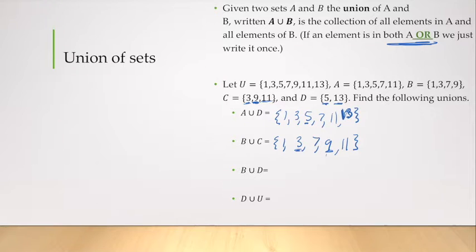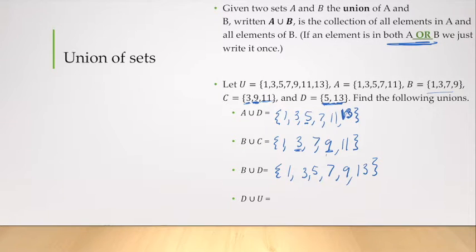Next, let's take a look at B union D. I want all the elements in B. And then I look at D, and D has a 5, and I don't have a 5, so I'm going to put a 5 in here, and I'm going to write them in numerical order, but it doesn't have to be like that. They'd be equivalent because the order doesn't matter in a set. And then I need a 13. Okay, so B union D is the set of everything in B and everything in D. And because there's no overlap, we get all of the elements.